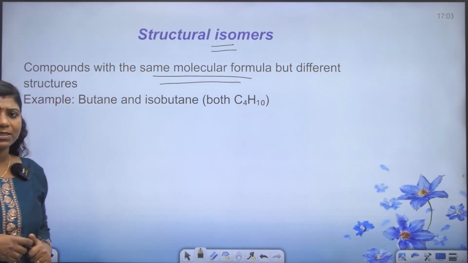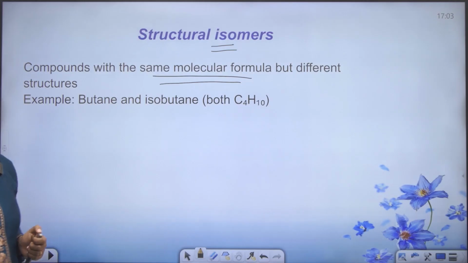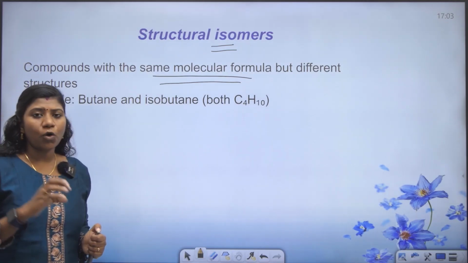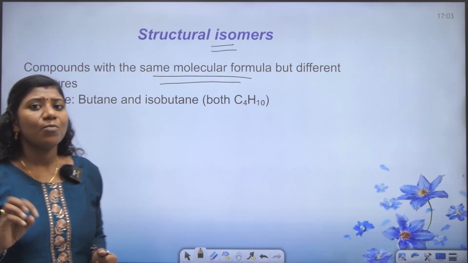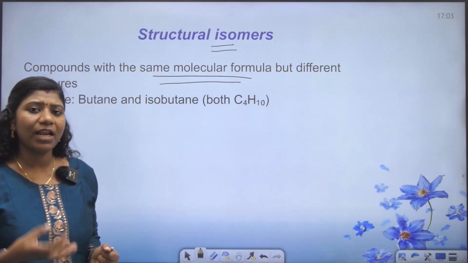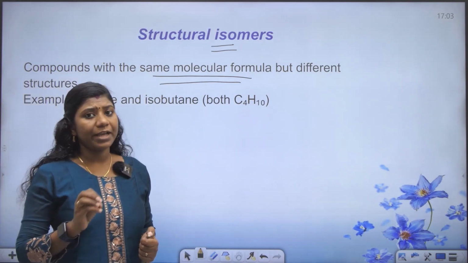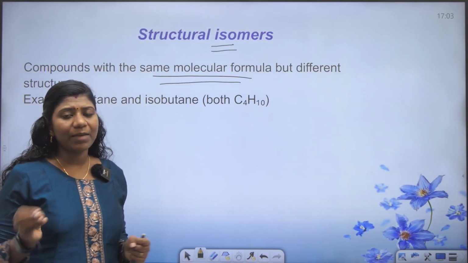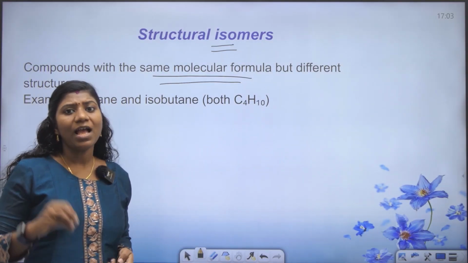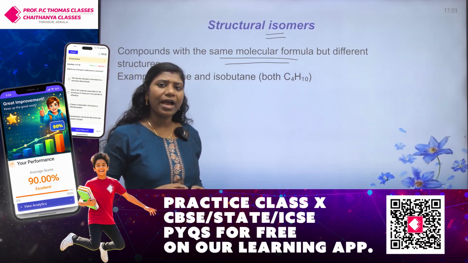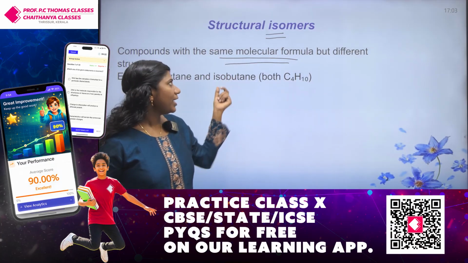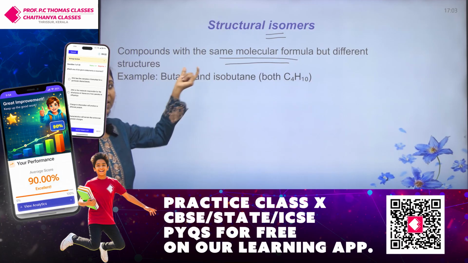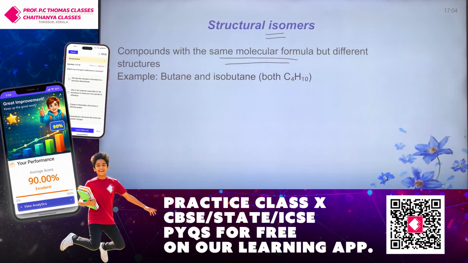What is isomerism, or what are isomers? Compounds having the same molecular formula but different chemical and physical properties are called isomers. The property is called isomerism. And one type of isomer is structural isomers. What are structural isomers? Compounds with the same molecular formula but different structural arrangement.